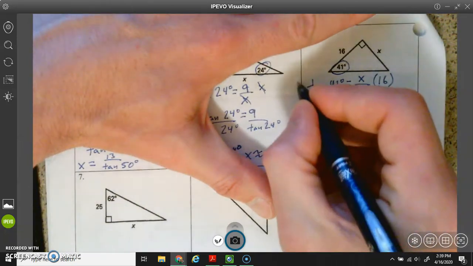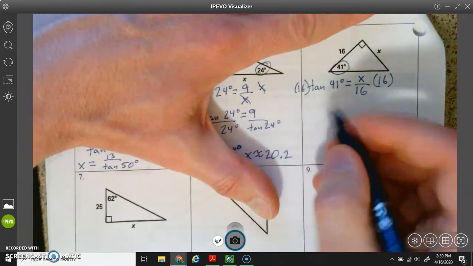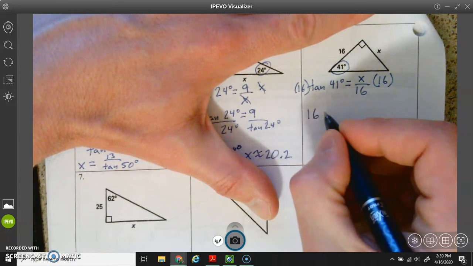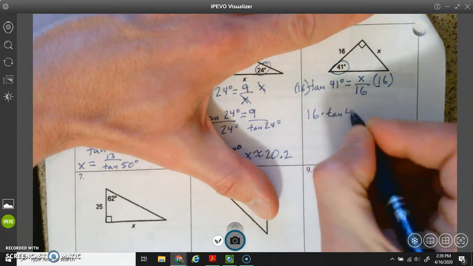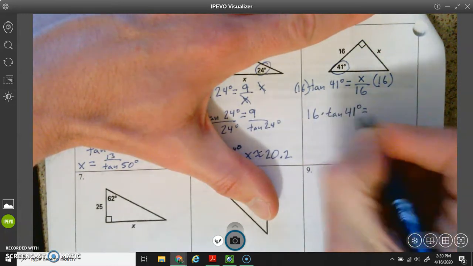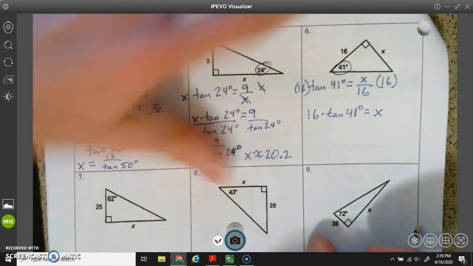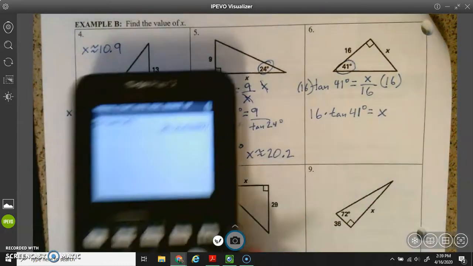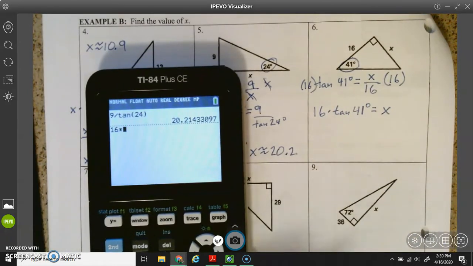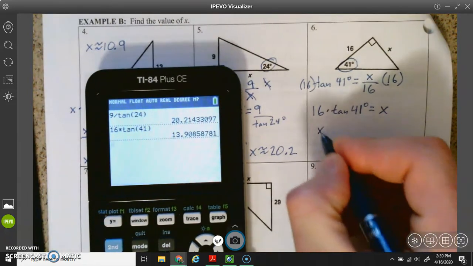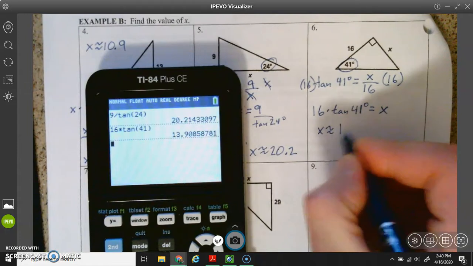We're going to multiply by 16 on this side, and multiply by 16 on this side. So that gives me 16 times tangent of 41 degrees is equal to x. So now on my calculator, I just take 16 times tangent of 41 degrees. And then I get x is approximately equal to 13.9.